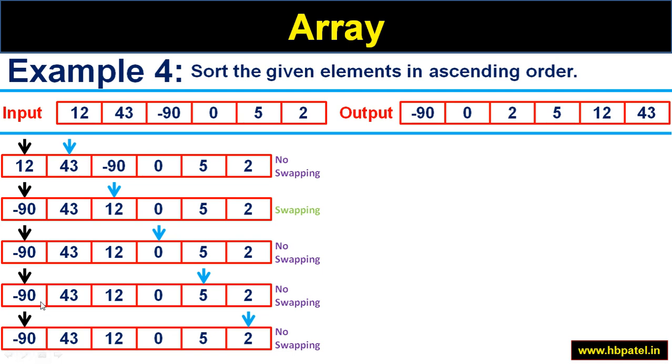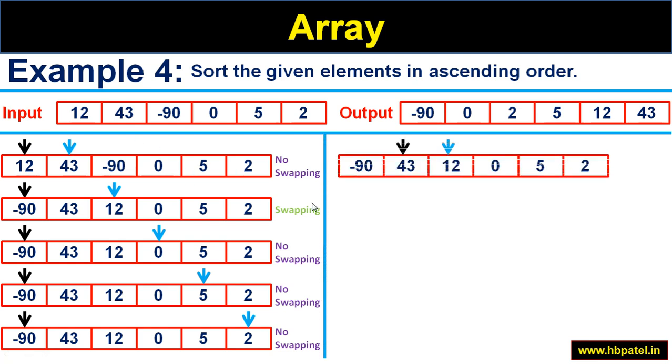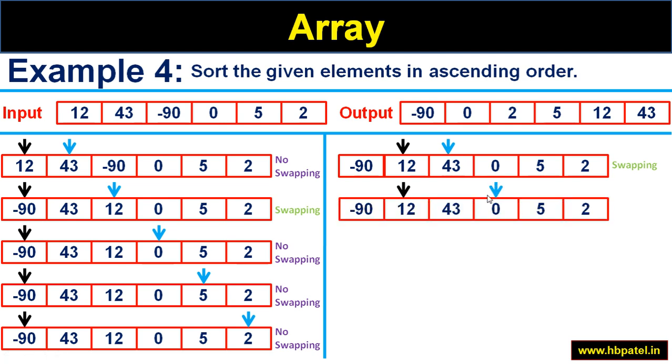Now what should we do next? Now the black pointer is incremented by 1, because this first position has already got its own number, the smallest number. So the black pointer now is pointing to this place, and the blue pointer always starts from black plus 1. Now let us compare the black pointer with the blue pointer, and 12 is less than 43. So swapping is required. 12 will go here and 43 there. So swapping is done.